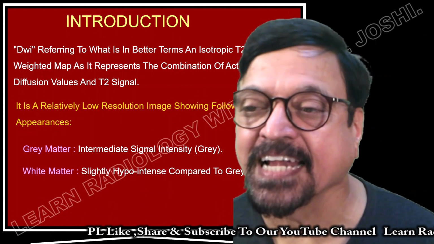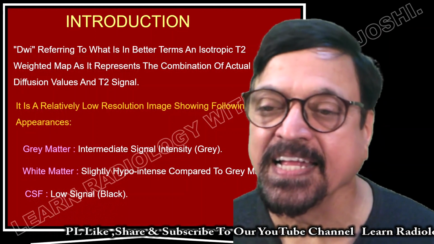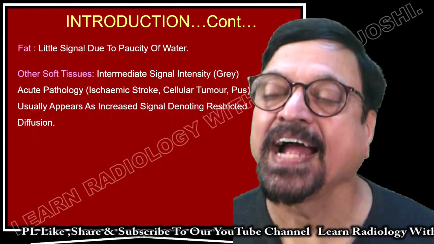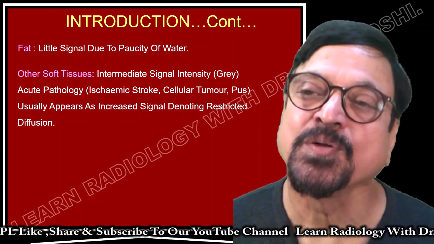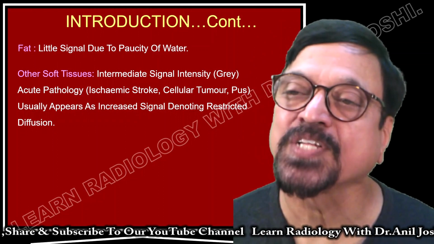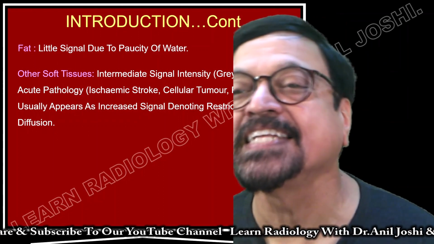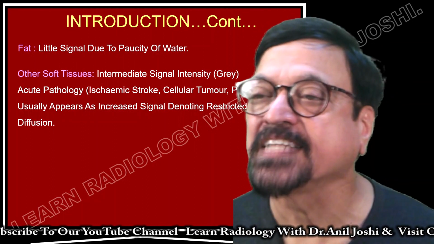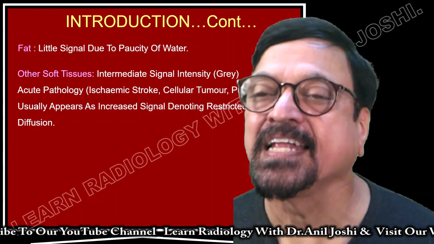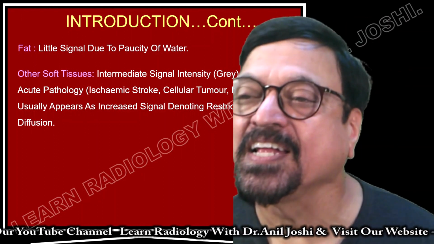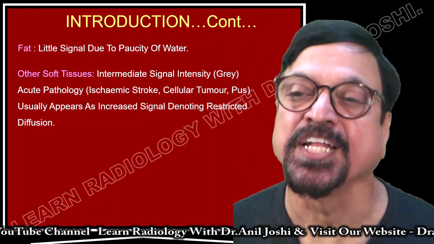Now, gray matter appears intermediate signal, that is gray. White matter is slightly hypointense compared to gray. CSF is low signal, that is black. Fat has little signal due to paucity of water. Other soft tissues give intermediate signal intensity. Increased signal is given by actual pathology like ischemic stroke and cellular tumor. Then pus usually appears as an increased signal denoting restricted diffusion.